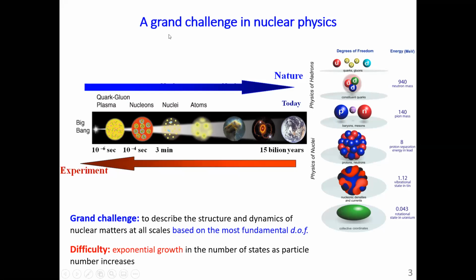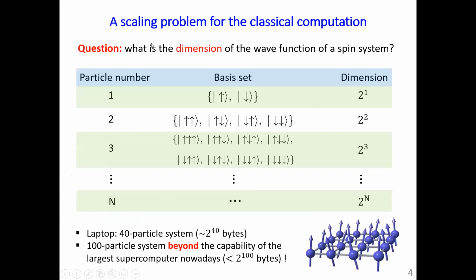So there's a grand challenge in nuclear physics, that is to describe the nuclear structure and dynamics of the nuclear matter at all scales based on the most fundamental degree of freedom. However, this is a very difficult question to address. For example, we expect to see exponential growth in the number of states as the particle number increases in the target system. So overall, to address the nuclear many-body problems in a classical way is very, very difficult.